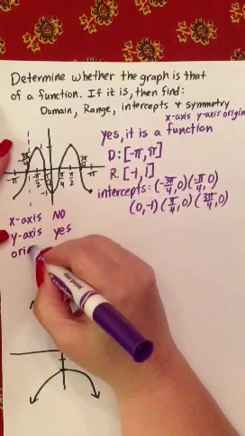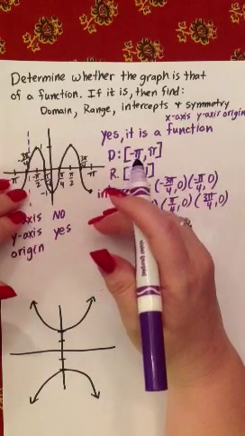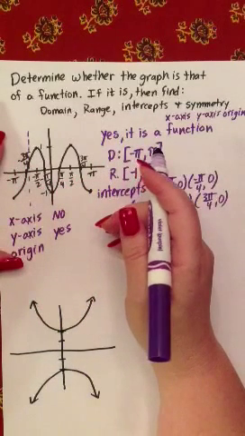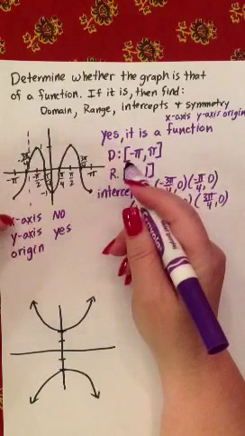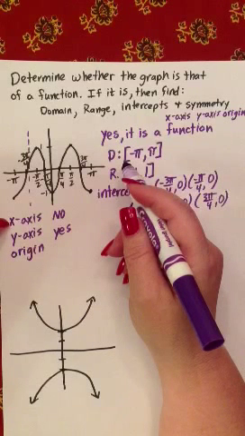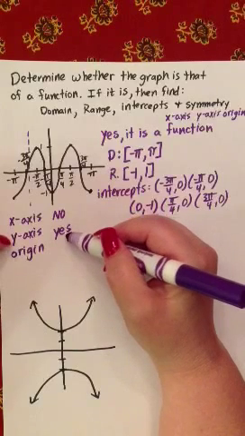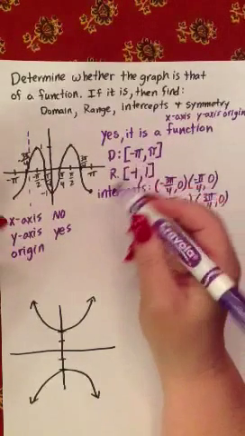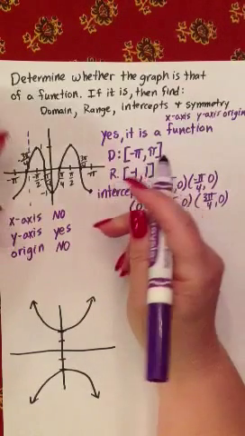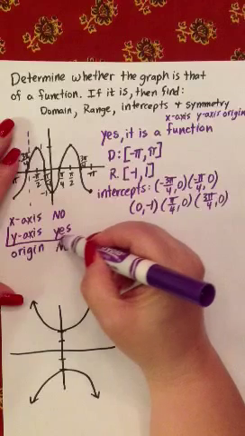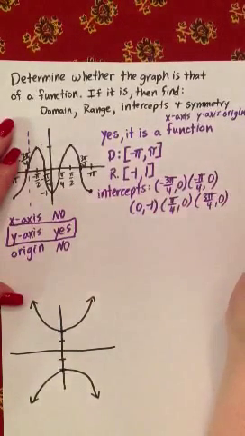And lastly, the origin, does it have symmetry in the origin? If you folded it over the x and then folded it again over the y, would it be on top of itself? No. If they're a function, I'll tell you now, they're never going to have symmetry on the x-axis because it can't be a function to have symmetry on the x-axis. You either have symmetry on the y-axis or the origin, or you don't have any symmetry at all. So then the origin is going to be no. All right, so we have symmetry on the y-axis. Those are our intercepts and our domain and range. I think we're done with that one.